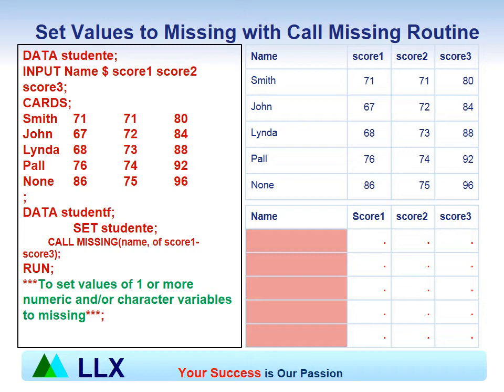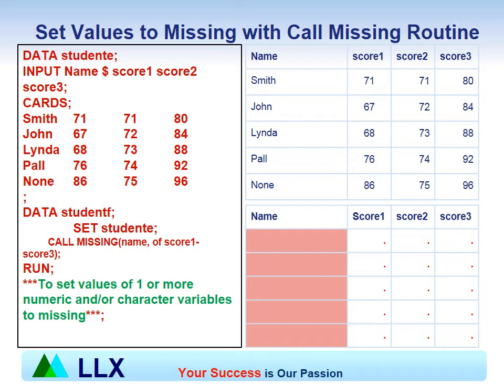Then use the call missing routine and put in parentheses the variables whose values you want to make missing. Here, as you can see, the syntax within the parentheses says name, of score1 score3. This will make all of the variables from the original data into missing values. You can rewrite the "of score1 score3" into score1, score2, score3. The former method is simply another way to list them.